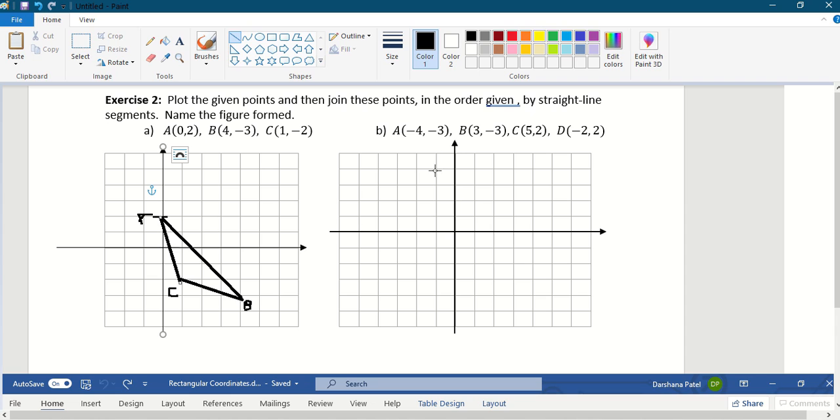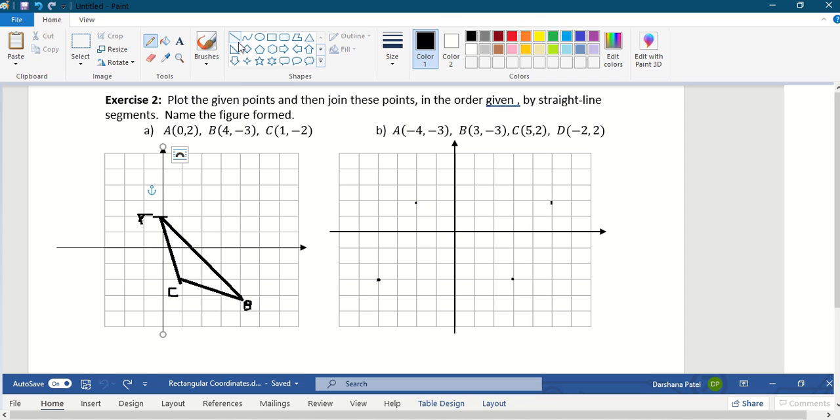Now for this one, x being negative 4, y being negative 3, so that will be the point right here. That will be our point A. Then B being 3 and negative 3, so this will be our B right here. C is 5, 2, so x 5, y 2, so that will be right here. And D is x negative 2, y positive 2.